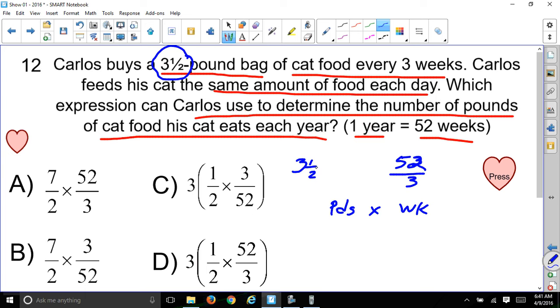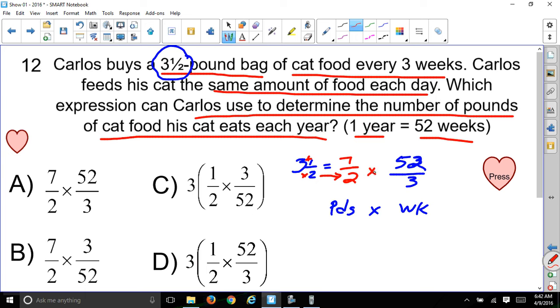So let's see how much that is, because I'm noticing they're giving us fractions a lot here. So let me turn this into a fraction just to find out how much that is every 3 weeks. So if we multiply, 2 times 3 is 6, plus 1 would give us 7 over 2. Keep the denominator the same. So 7 over 2 pounds of cat food every 3 weeks. And remember, I said he's not buying it 52 weeks. If we divide that by 3, that would give us how much he buys per week.